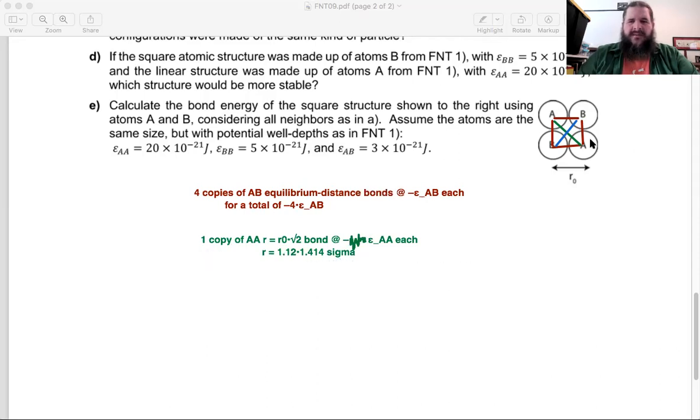And then for the BB bond, you can do the same thing. Looks like we have one copy of the BB bond. And that's the same distance. It's the same diagonal in this square. So we also have 1.12 times 1.414 sigma as the distance. And that will be at a value of, or the energy value will be that same fraction of epsilon BB instead. So in this case, we'll have that same fraction, but for epsilon BB instead.